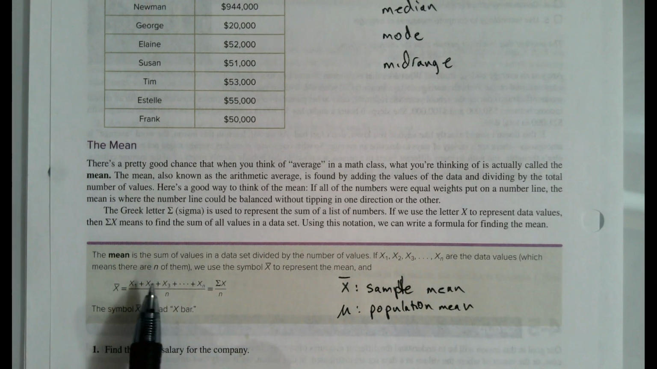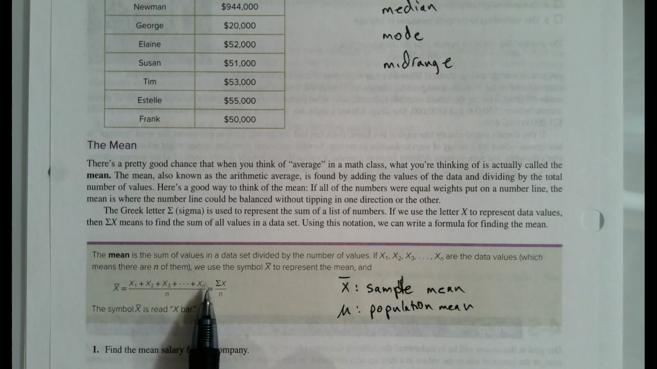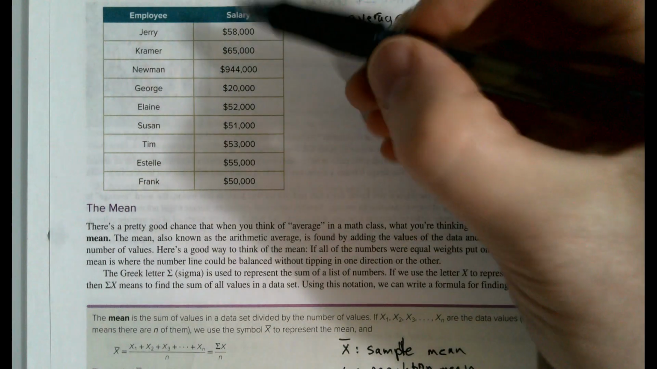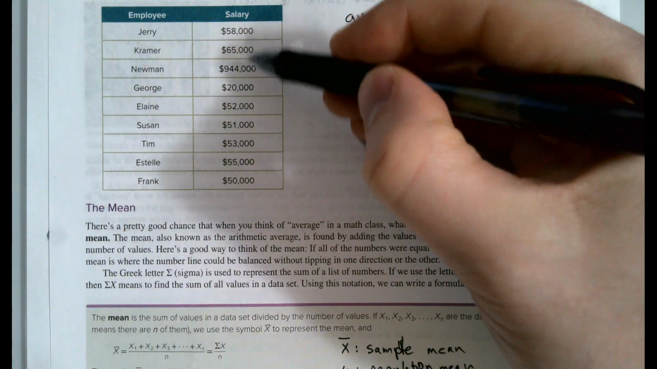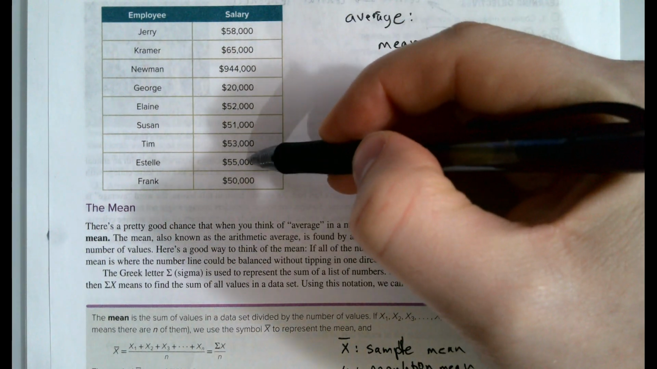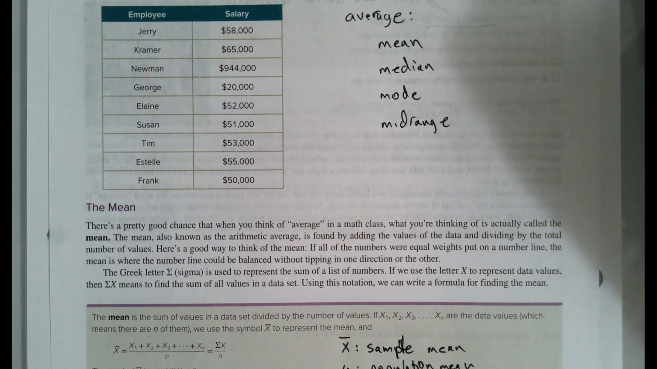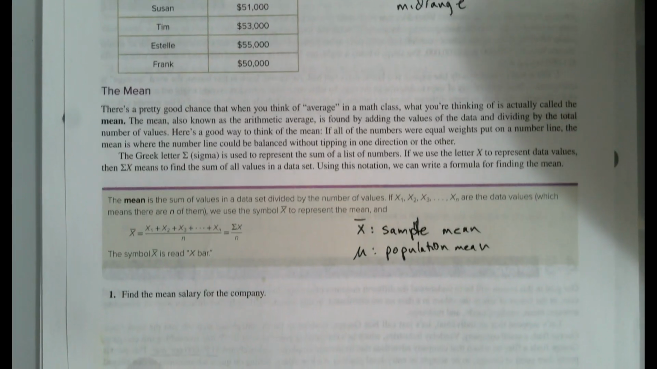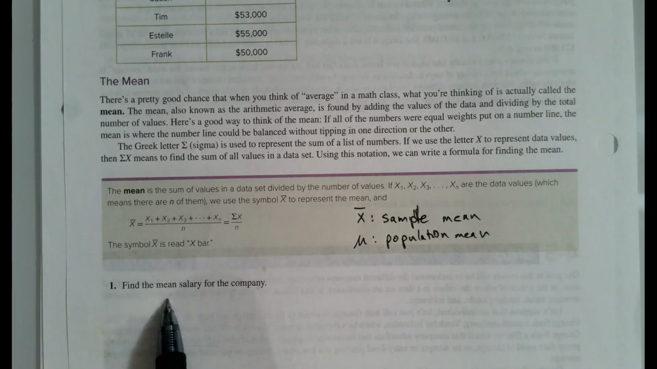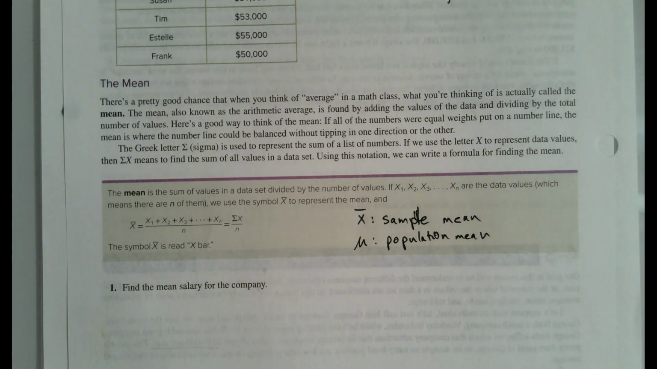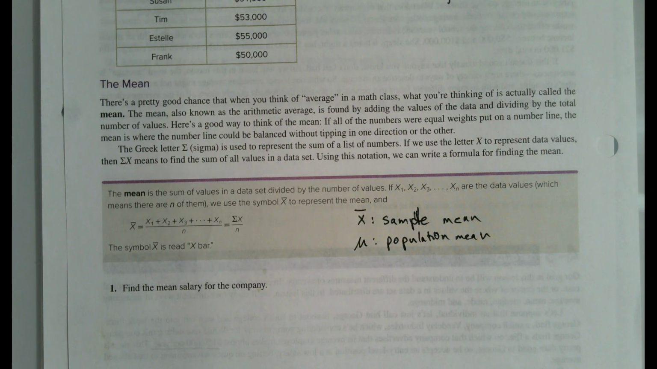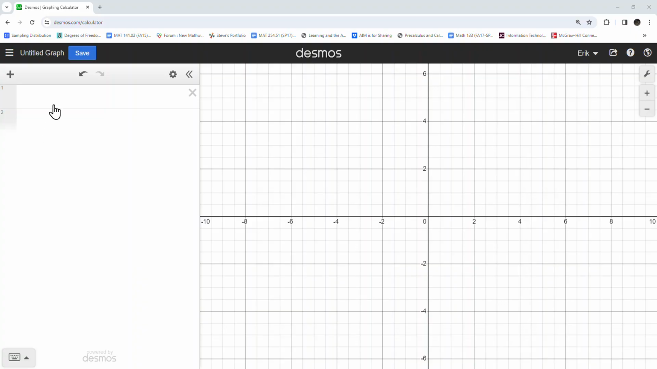Okay, so what we do is we add up all the data values in the data set. We divide by how many data values are in the data set. So if we look at this data set, there's 1, 2, 3, 4, 5, 6, 7, 8, 9 data values. We'd add these all up and divide by 9. And that will be our mean. Okay, so we're going to do that in Desmos. That's one way to do it. We can also do it in Excel, but I'm going to show you most of this in Desmos.